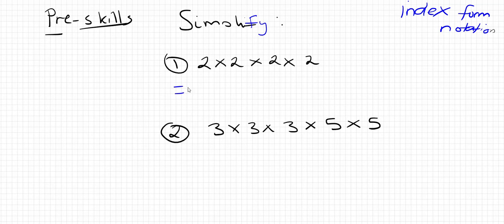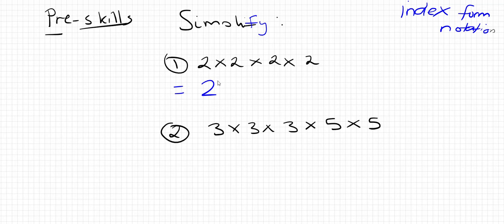Now, to simplify these, I want to write them in index form. In other words, I need to start seeing some powers. And because I am multiplying everything, we can see multiplication in between everything, I can do this. And this is where powers come in. So with the first one, look at the different numbers that we have. Well, we only have 2. 2, 2, 2, 2. So the whole thing has 2, and that is my base. So the only base that I have here is 2.